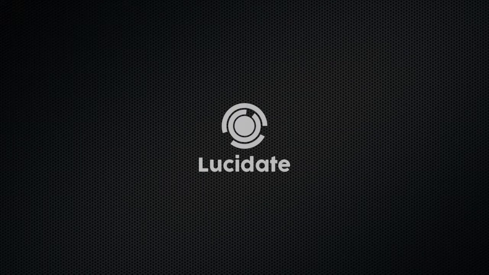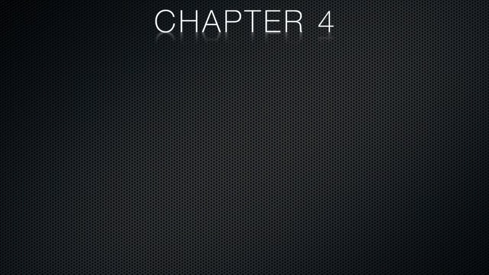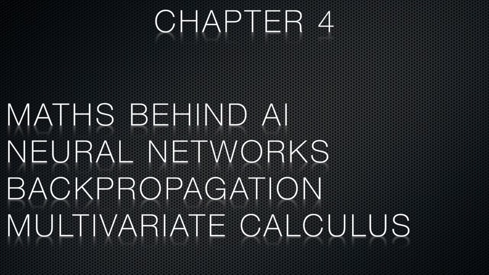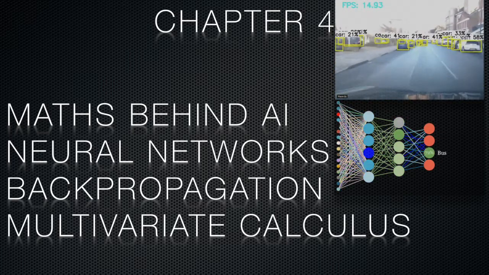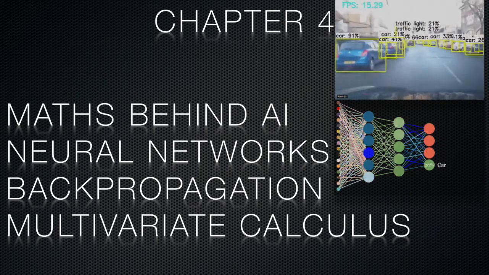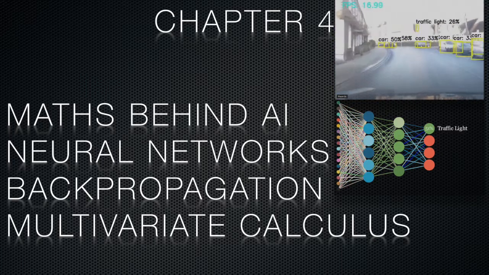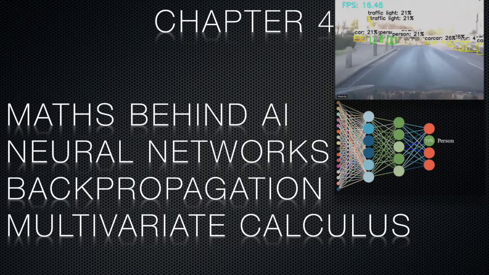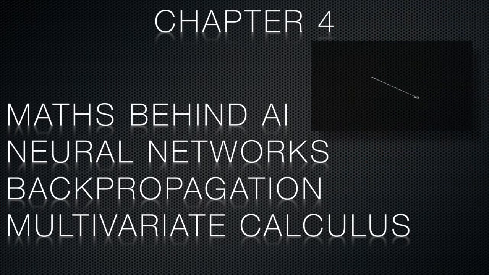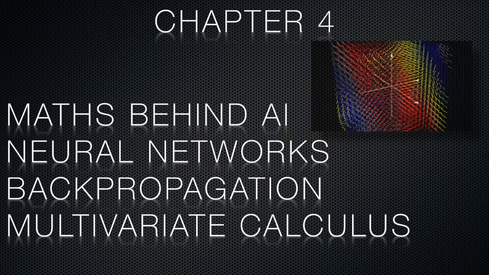In this video, we will look at some of the mathematics that underpin popular AI methods. We'll examine neural networks, a popular artificial intelligence technique for classification problems. This includes computer vision, where we're able to identify and classify objects based on pixel intensity. In this video, we're going to look at multivariate calculus.